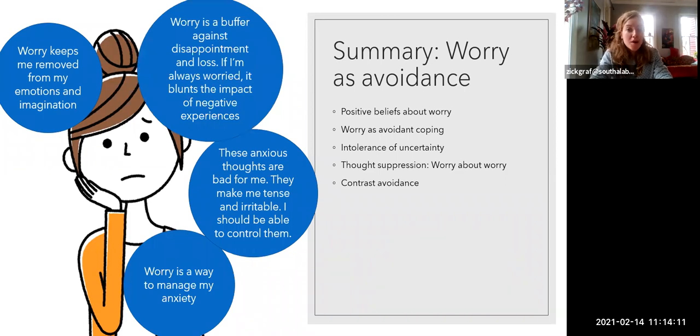The contrast avoidance model of worry suggests that worry is a buffer against disappointment and loss. If people are always worried, it blunts the impact of bad experiences when they happen. And people with GAD, because of their cognitive predispositions to anxiety, tend to be people who expect bad things to happen or expect their environment to be stressful and uncontrollable.